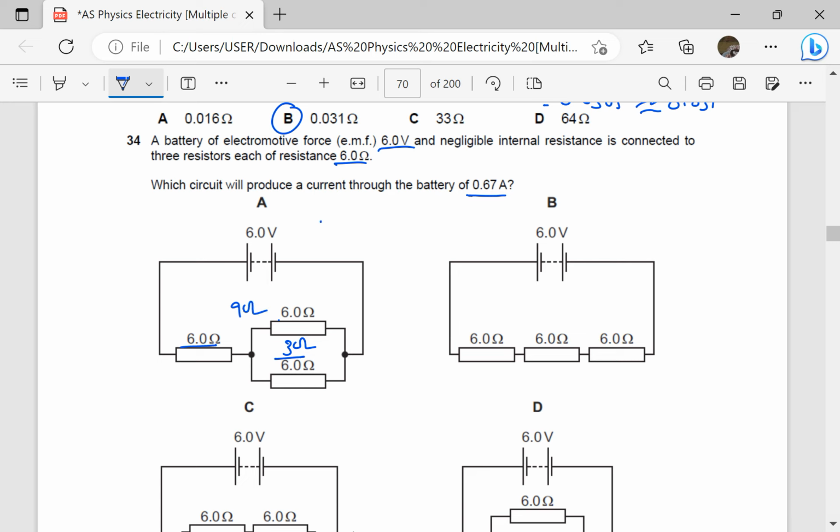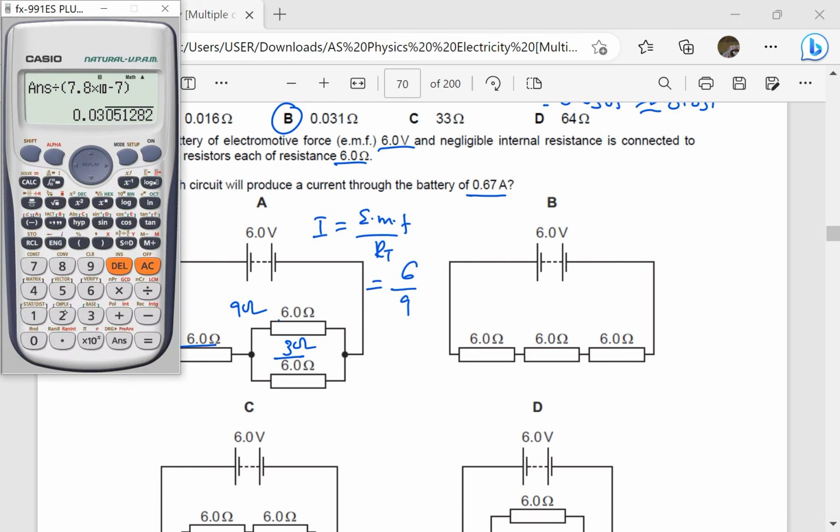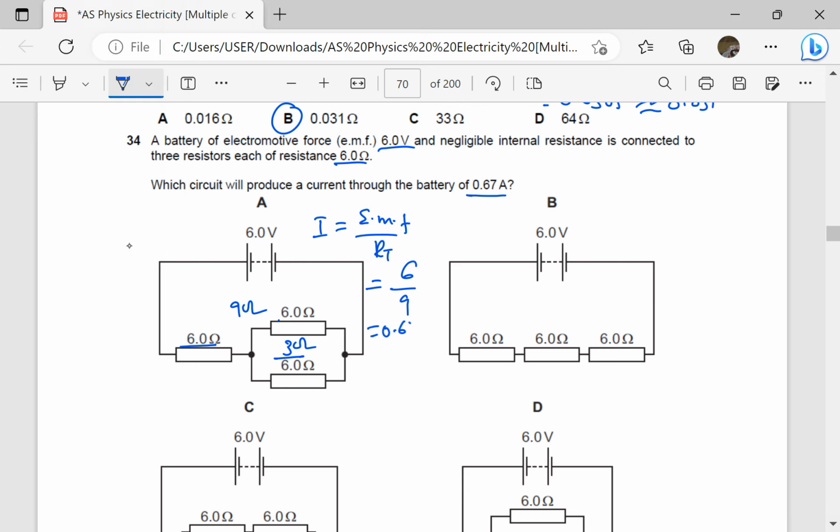So let's find the current. Current is going to be equal to the EMF divided by total resistance, which will be the EMF is 6, total resistance is 9. So 6 divided by 9, that is 0.6 recurring, which is approximately 0.67 amperes as required. So we don't expect another circuit to give us the same answer. So the answer is A.